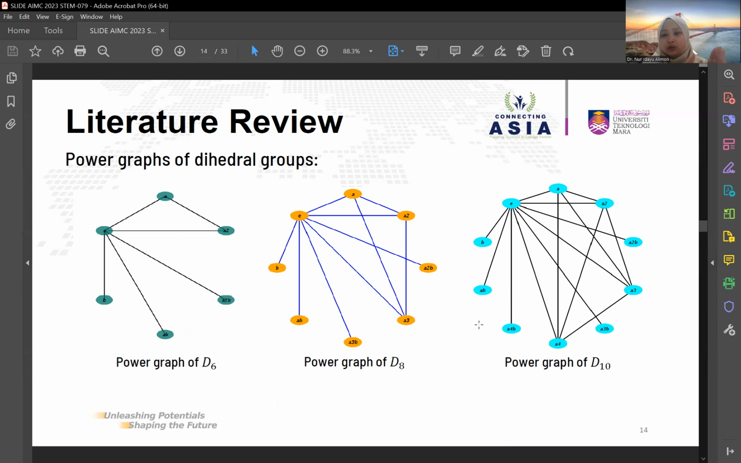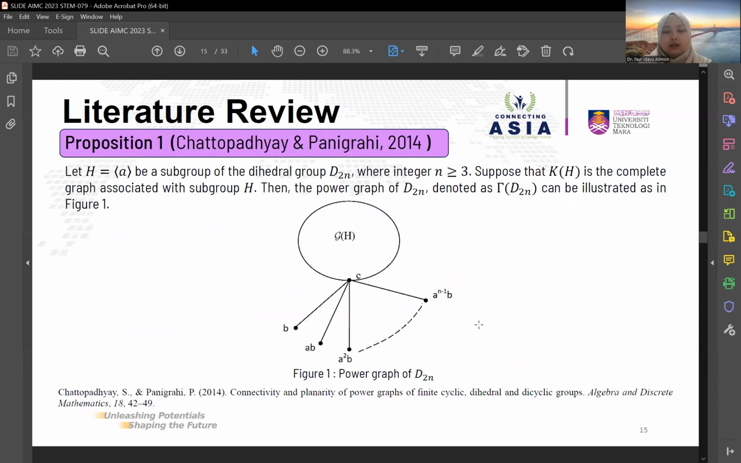So from the construction of these power graphs, they come up with generalizations of the power graph of the dihedral groups of order 2n. So we don't need to consider the group presentation of the dihedral groups and the definitions of the power graph to construct the graph. We just use this generalization.